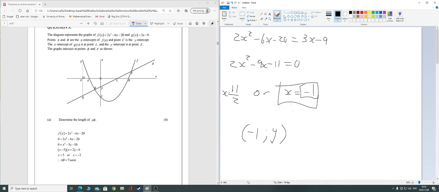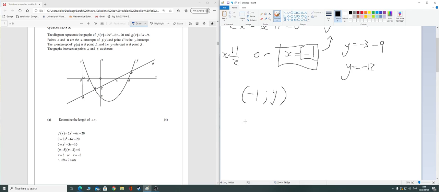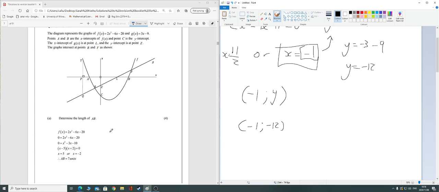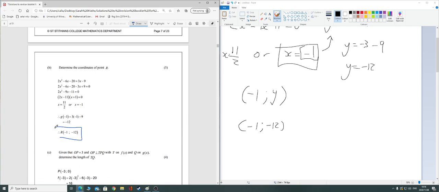Okay, so what we need to do is take this x value and put it in one of our functions. It doesn't matter which function, we just need to put it in one of them. So I'm going to choose the simpler one, which is the straight line graph. Okay, so y equals -3 minus 9, y equals -12. So we get our coordinates, -1, -12. Okay, and if we go down here, we can see that is exactly what our point is.